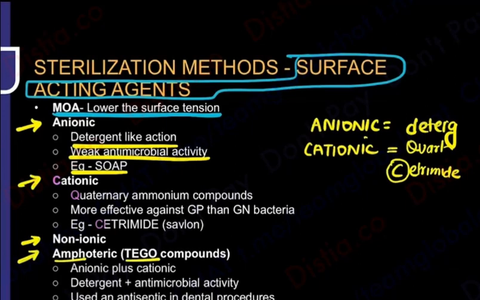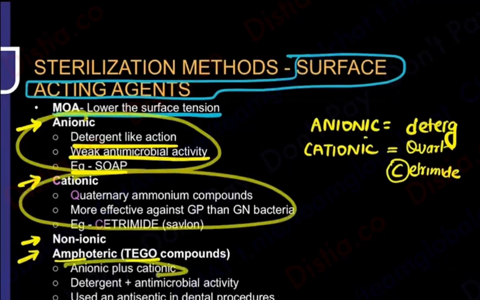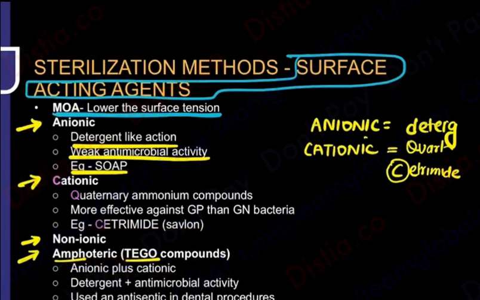And two things together means that they are going to have the action of anionic also and cationic also. So they are going to have both activities. They are going to have the detergent activity also and the bacteria-killing activity also. So remember, anionic ka main activity kya tha? Detergent activity. Cationic ka activity kya tha? That was going to kill the gram positive and gram negative. Gram positive a little more.